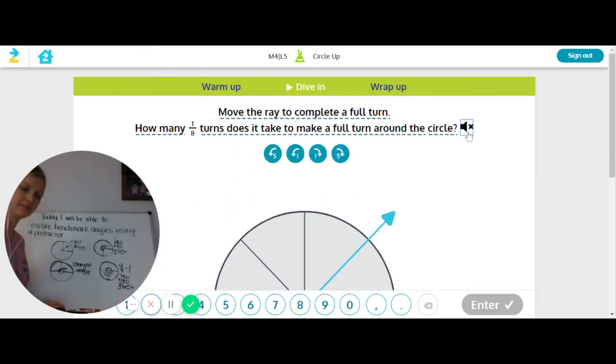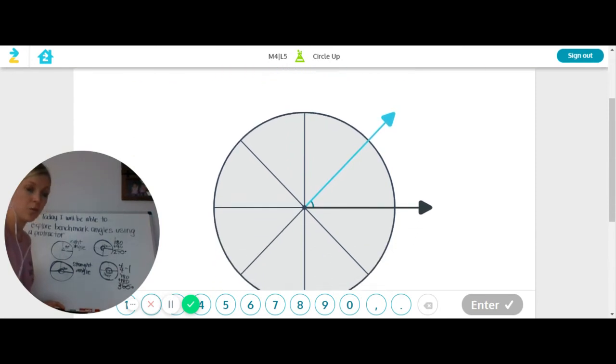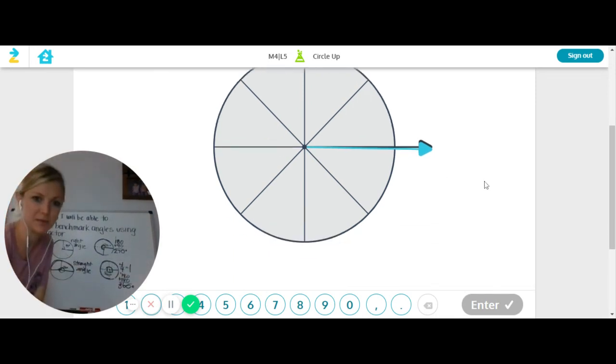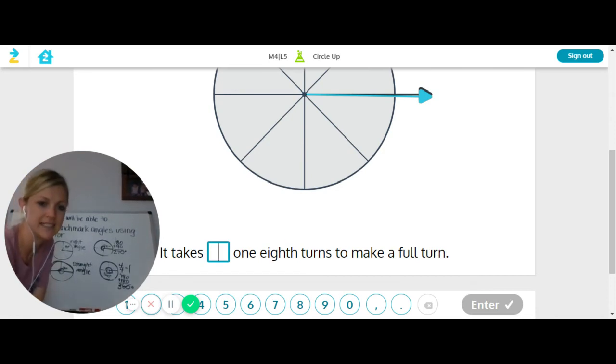Move the ray to complete a full turn. How many 1/8 turns does it take to make a full turn around the circle? Well, if we're counting by eighths, how many eighths would make the whole circle? We would have to move all 8 of the circles. So let's take a look. This is 1/8, 2/8, 3/8, 4/8, 5/8, 6/8, 7/8, 8/8. When the numerator and denominator are the same, we know we have one whole. Just like 4/4 equaled the whole, 8/8 would equal the whole here. So it takes 8 1/8 turns to make a full turn.